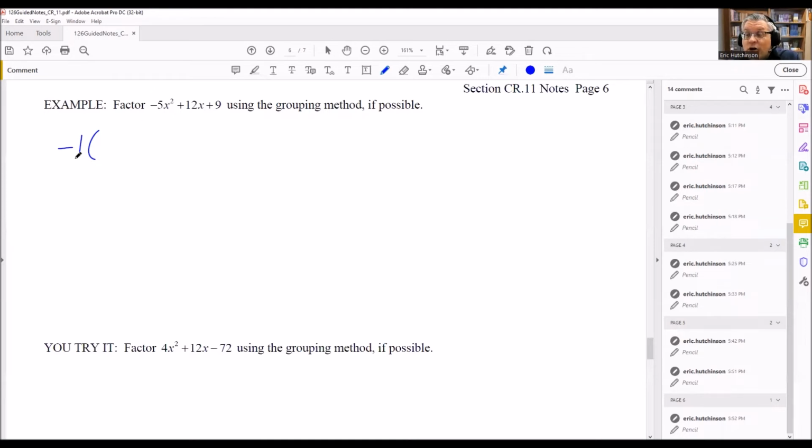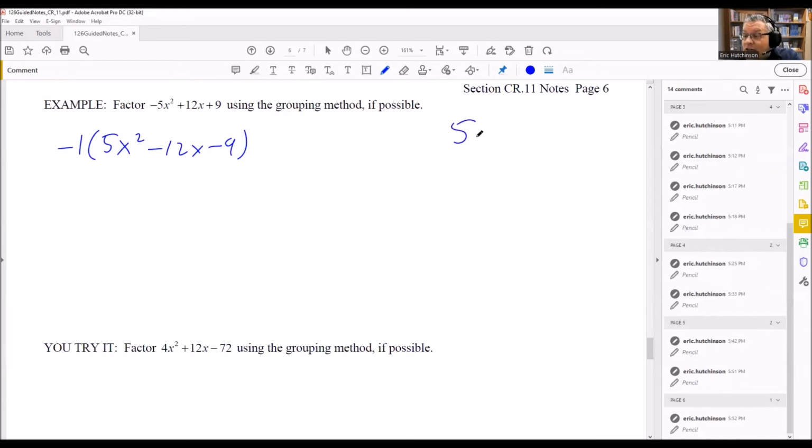Negative 5x squared divided by negative 1 is a positive 5x squared. 12x divided by negative 1 is negative 12x. 9 divided by negative 1 is minus 9. So I've just basically factored out a negative from that. Now, the part that's left over inside the parentheses, that's the part I can now do with the grouping method.